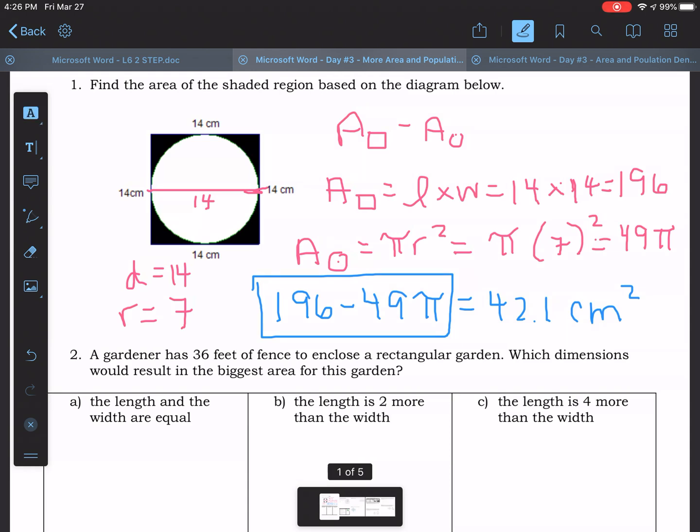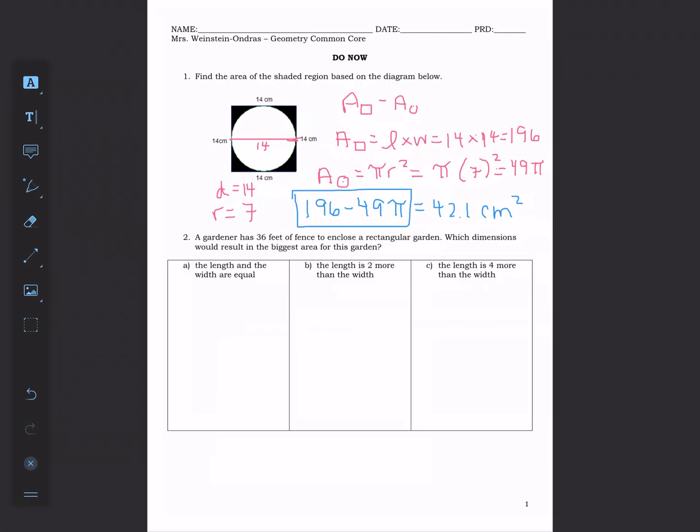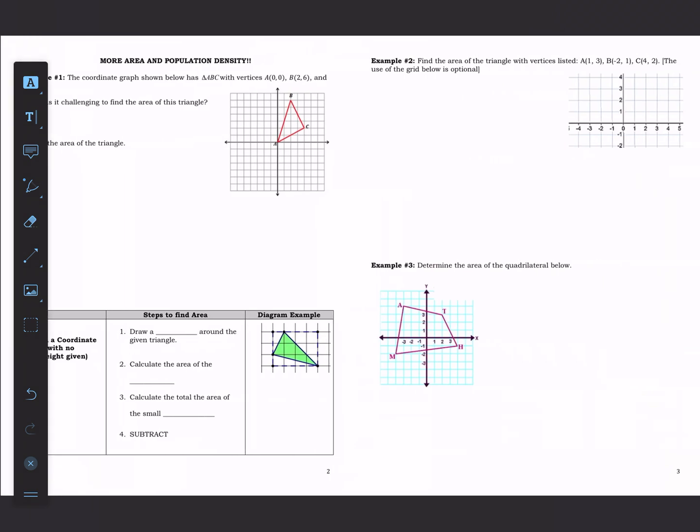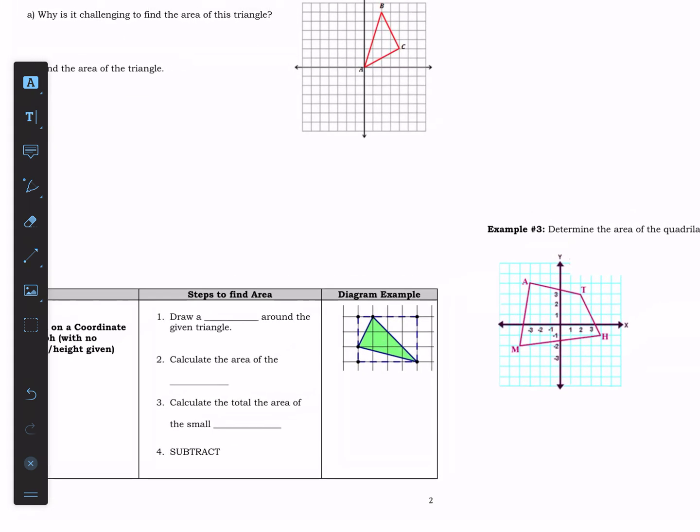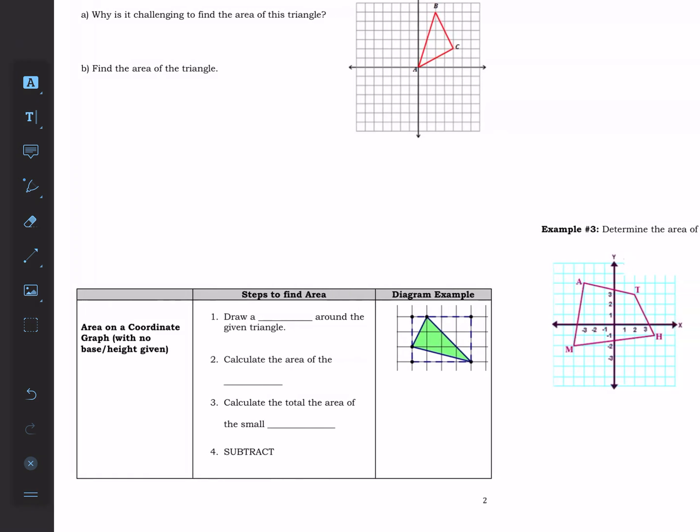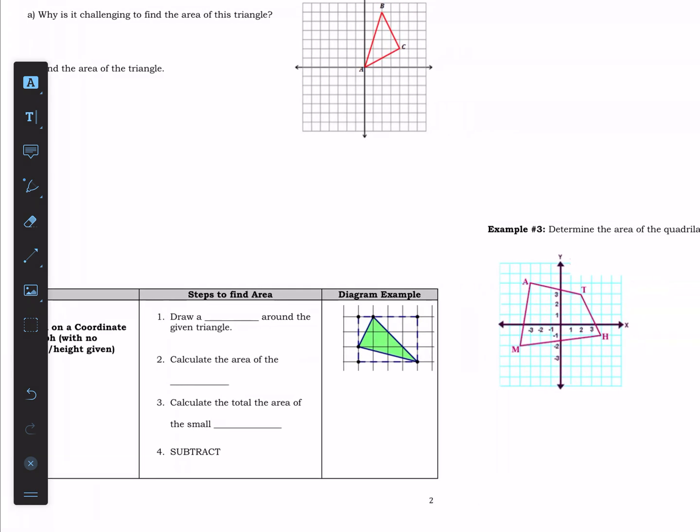Okay? All right, I'm going to skip over the second question in the do now because I just want to get to the questions involving having to draw the box around to do the area. So I'm going to go over this little box on the bottom before I do the question above it.